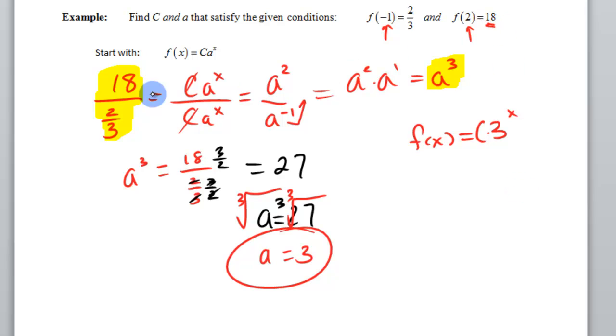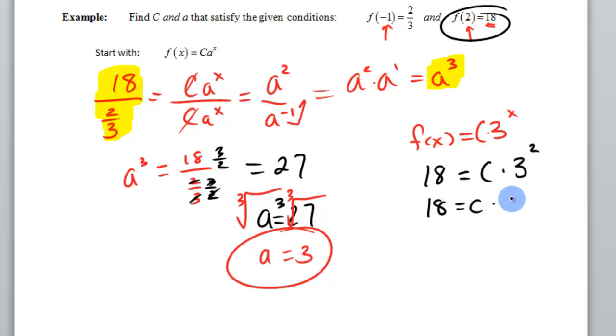Well, I've got 2 points. This is the easy part. Pick one of the 2 points. Probably this one's easier. So 2 in, 18 out again, right? So if I put 2 into my function, I'm supposed to get 18 out. That's 18 equals c times 9. Divide both sides by 9. 2 equals c.